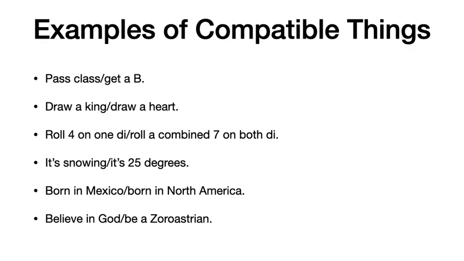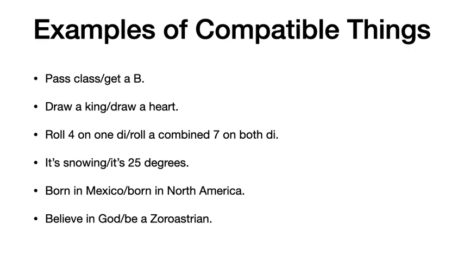Pass a class, get a B, right? Lots of other ways to pass a class. You might get an A, you might get a C, but if you tell me you passed the class, it's quite possible you got a B, right? If you draw a king, it is quite possible it's the king of hearts, right? The two are not mutually exclusive. It's a bit unlikely. There's only one card out of 52 that is both a king and a heart, the king of hearts. It's unlikely, but it can happen.